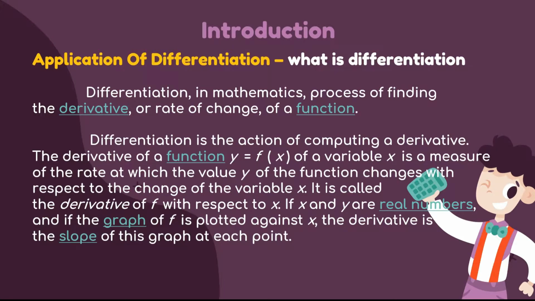If x and y are real numbers, and if the graph of f is plotted against x, the derivative is the slope of this graph at each point.